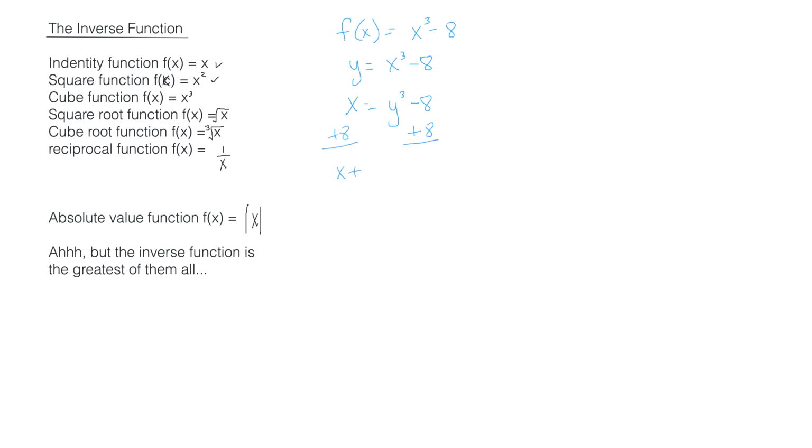x plus 8 equals y cubed, or y cubed equals x plus 8. And now I want to get the y by itself, so I'm going to do the opposite of cubing, which is the cube root. So now the y is a free person, equals cube root of x plus 8, and that is my inverse function.